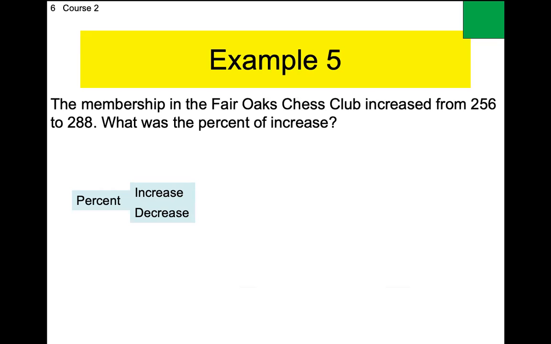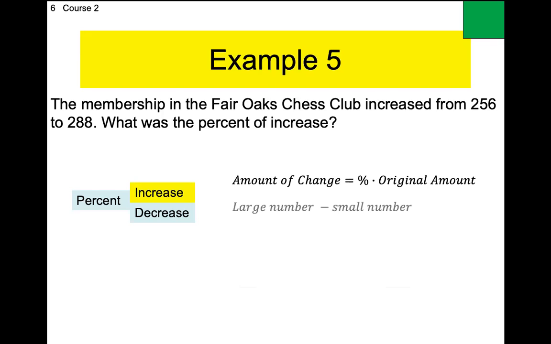It says increase, so it's an increase. Amount of change, I always do big number minus small number. Hey, life is good. I got two numbers right here. I don't have to worry, right? Big minus small, that's going to be 288 minus 256. Large number minus small number.